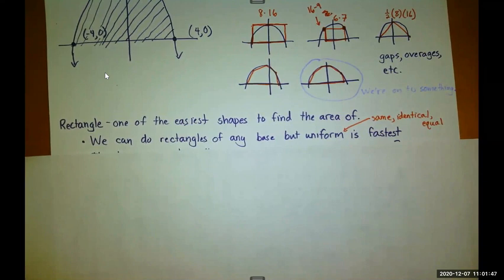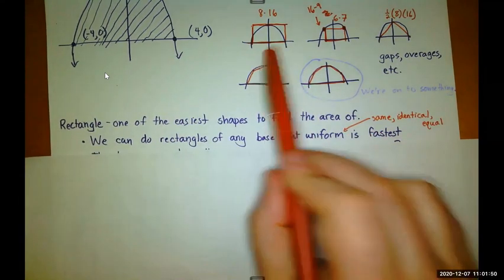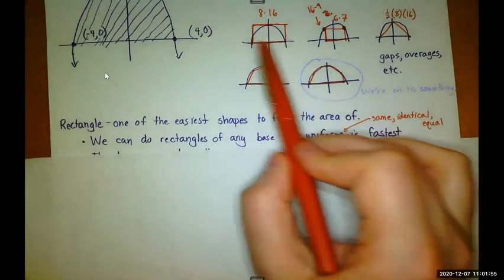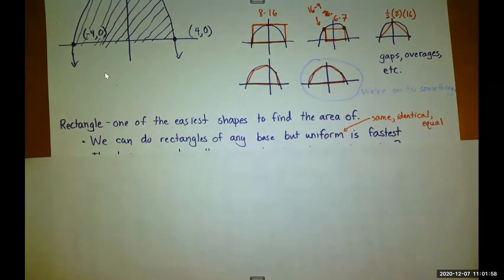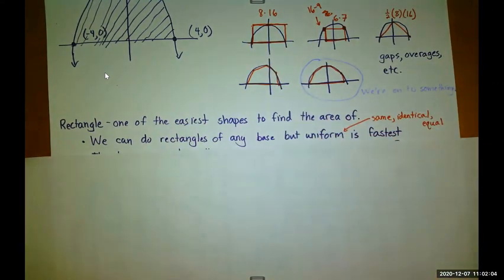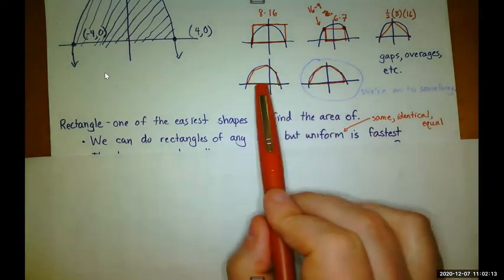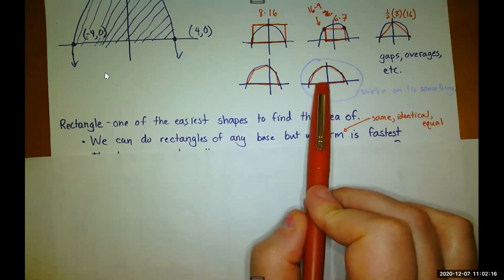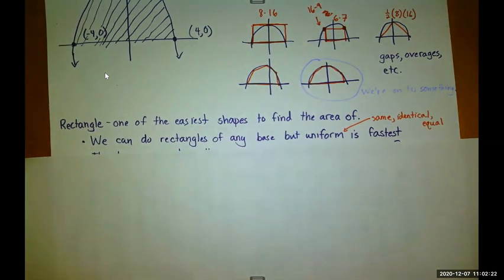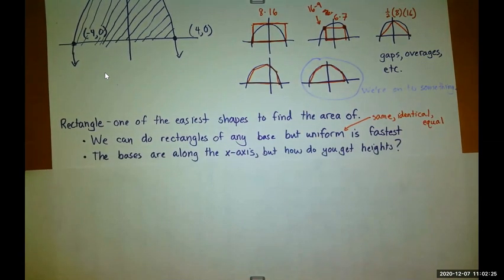Okay, so what we're going to do is we're going to take this idea here for that first and second estimation that I did, and we're going to draw more rectangles. So instead of doing one rectangle, we're going to do several rectangles. So think about what would happen if instead of one, I did two, or three, or four, or five, or six, or seven. We're going to have the same kind of situation as we do when we do a shape with more sides. We're going to have smaller overages and smaller gaps. So we're going to be more accurate. And those bases, those are always going to be along the x-axis.